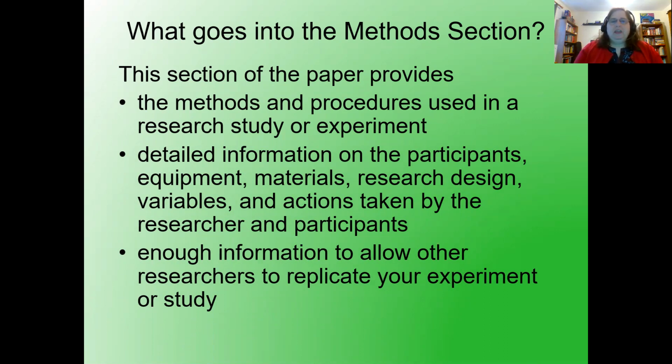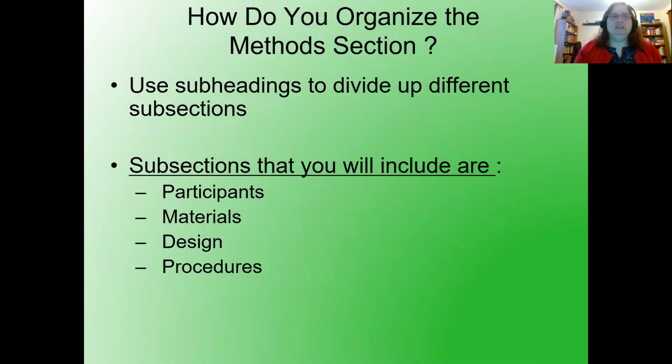So basically, you are now getting into the guts of the study here, and you're describing to someone else exactly what you did, exactly how you decided on who your participants would be, what measures you used, all of that kind of stuff, so that someone else could replicate your study if they wanted to. And that is the key part there. You want to give them enough information to replicate.